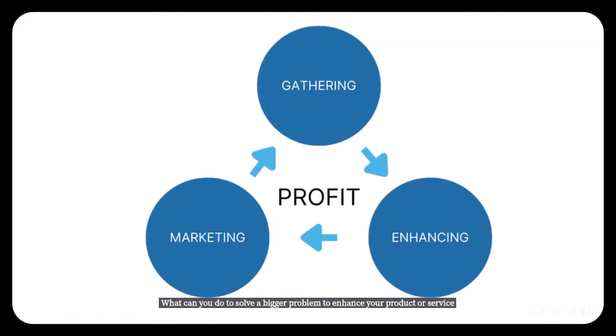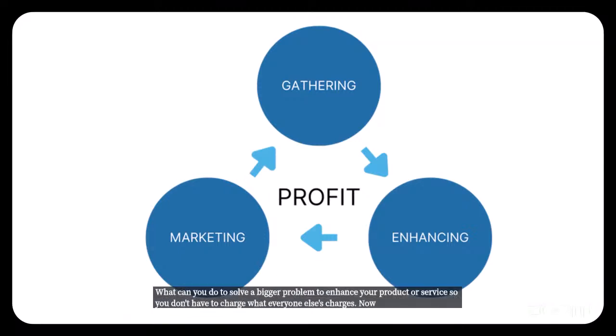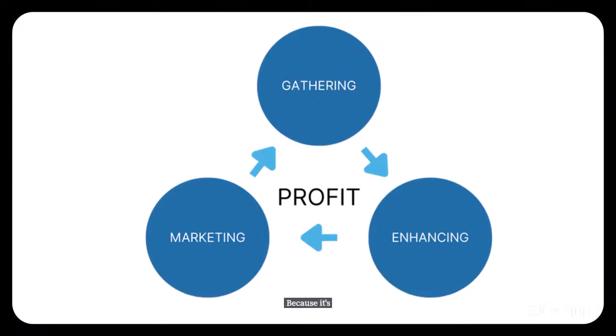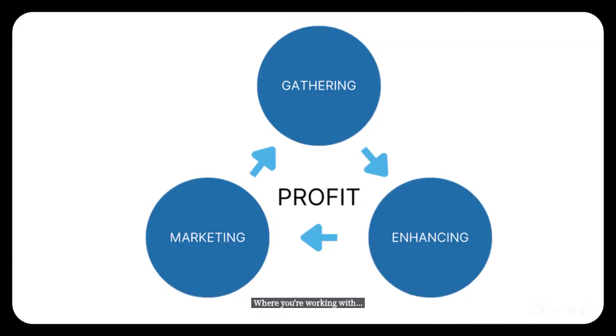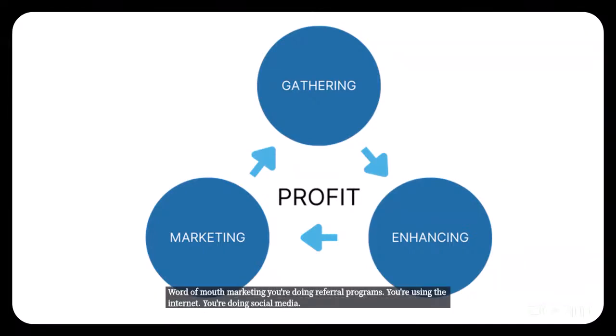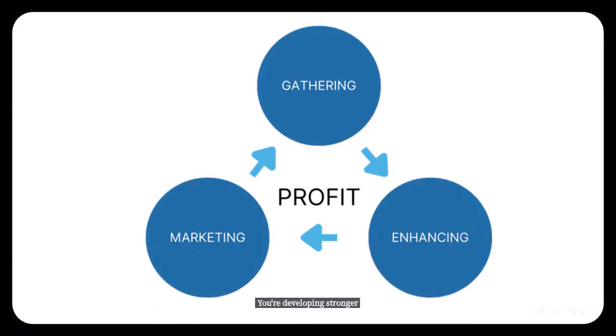So you don't have to charge what everyone else charges. Now you can charge more because it's better, different, or provides more value. Then there's the marketing phase, where you're selling more products and making more profit. You're going past your break-even point, working with word-of-mouth marketing. You're doing referral programs. You're using the internet and social media. You're developing stronger relationships where people go to you first versus other people. And if it's appropriate in your area, you're offering mobile payments.